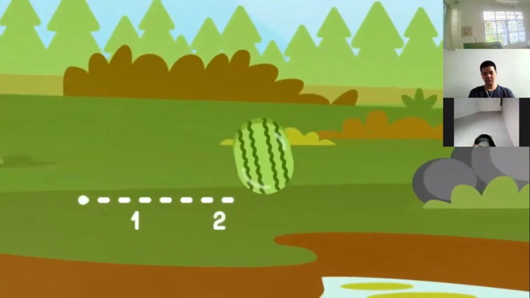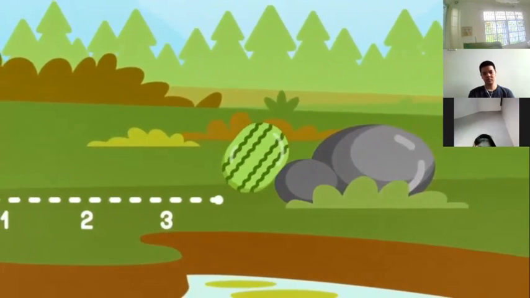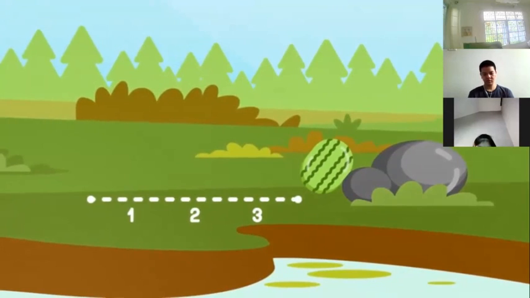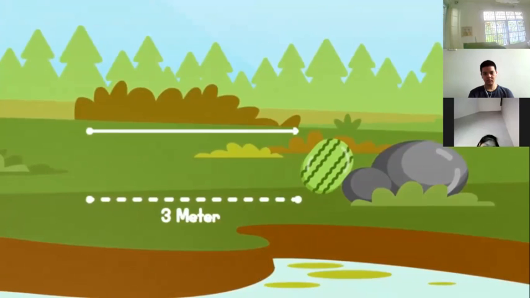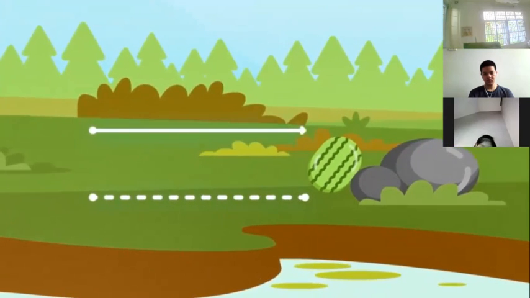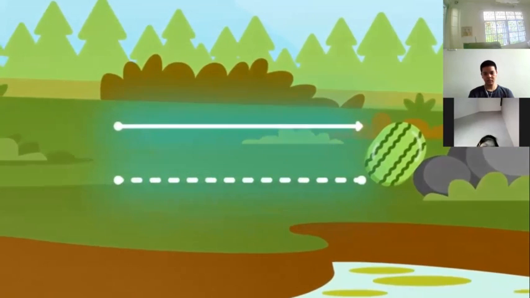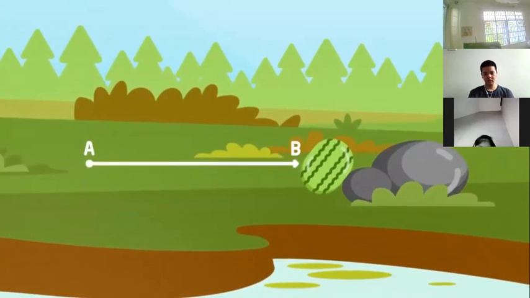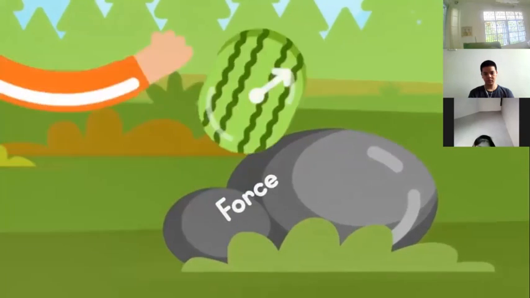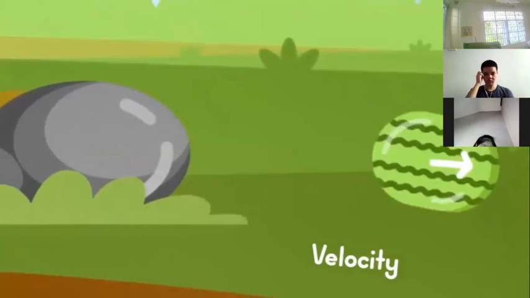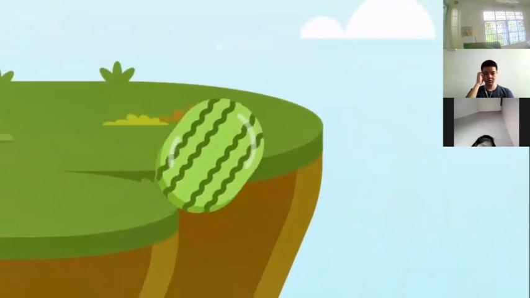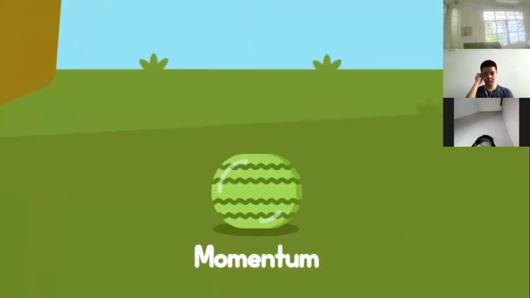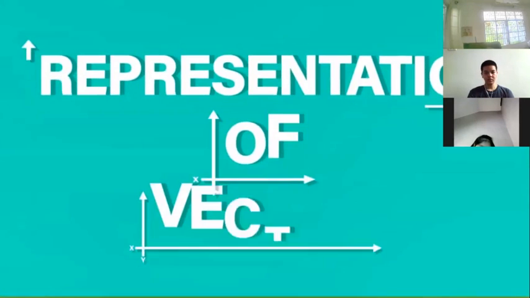Vectors. Physical quantities which can be completely specified by 1. A number which represents the magnitude of the quantity. 2. An appropriate unit. 3. A specific direction are called vectors. This means a vector is a representation of both a quantity and a direction at the same time. Its examples include displacement, force, velocity, acceleration, and momentum.